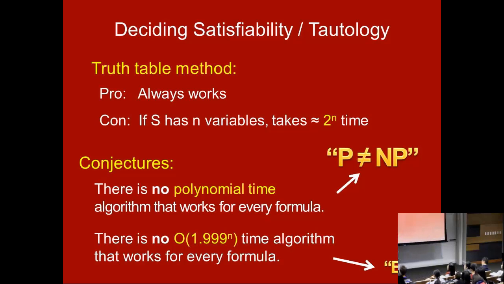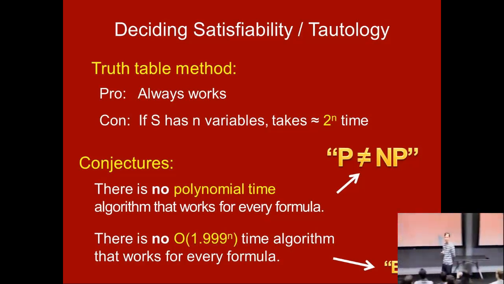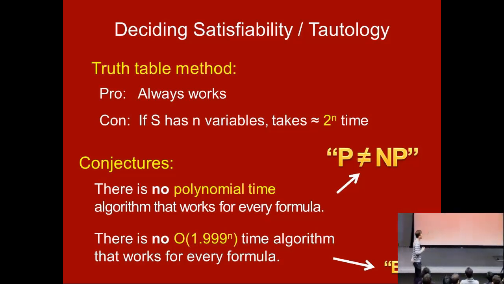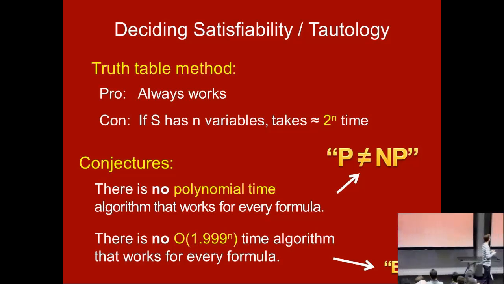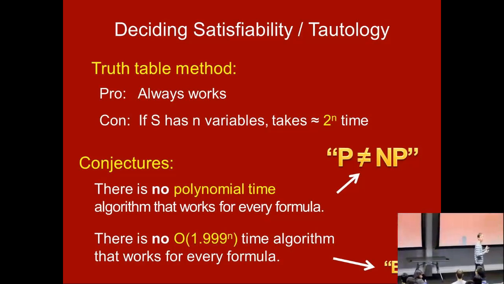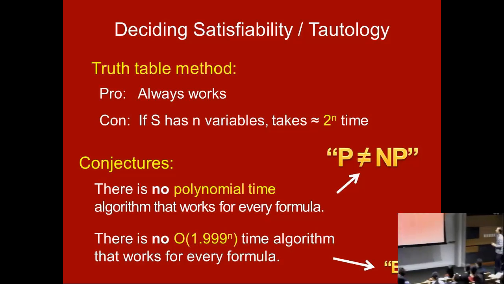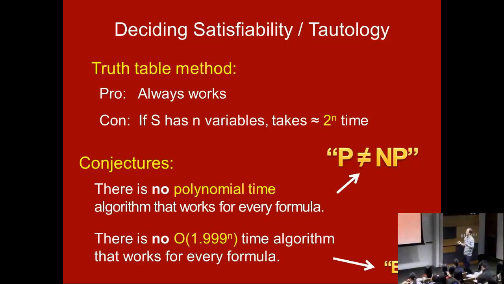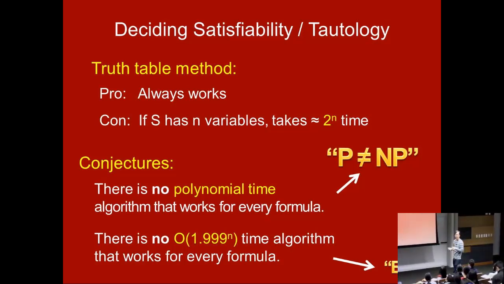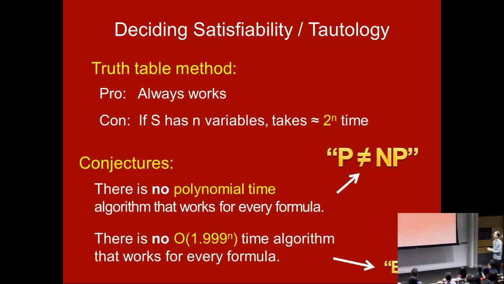Yes, it's tedious. Not just tedious, but also, well, it takes a long time, right? If you have a formula with n variables, how many rows are in the truth table? 2 to the n, yeah. So it's going to take you, or your computer program, at least 2 to the n steps to fill it in. That's a very long time. I mean, if n is even something small like 42, that's like 4 trillion, which is a pretty big table.